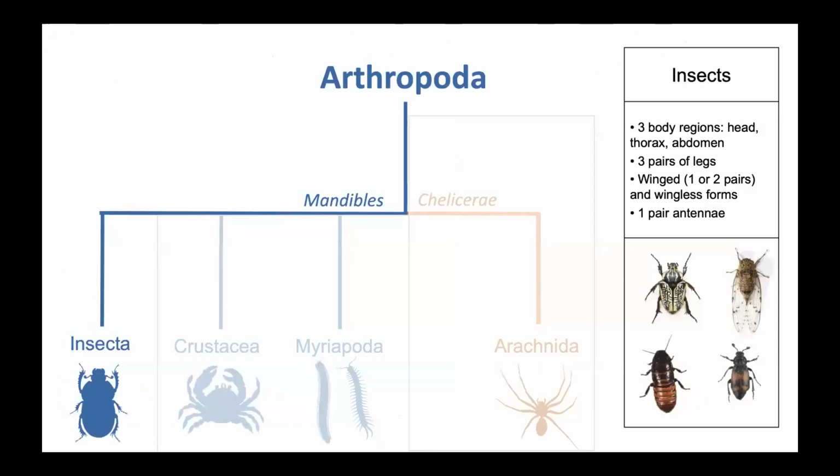So lastly, we're going to get to Insecta. That's the class. They have 3 body parts, head, thorax, and abdomen. They've got 3 pairs of legs.